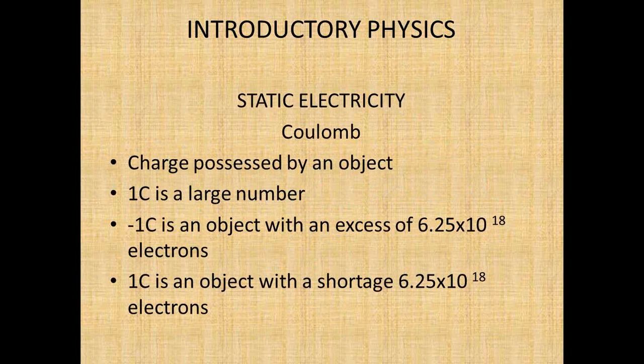So if we say it has a charge of minus 1 coulomb, that means it has an excess, more electrons, to the tune of 6.25 times 10 to the power 18 electrons. If we say it has a charge of positive 1 coulomb, then it has a deficiency, a shortage, because it's positive. So it has more protons. That means it's going to lose electrons. So it has a deficiency or a shortage of electrons to the tune of 6.25 times 10 to the power 18 electrons.